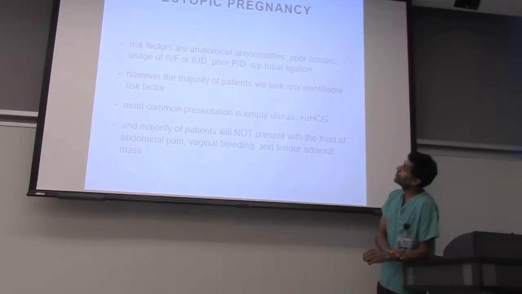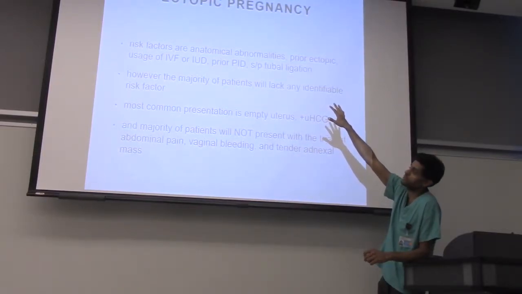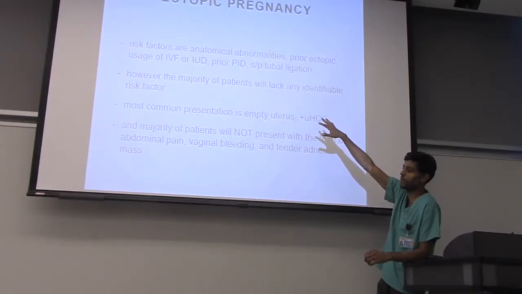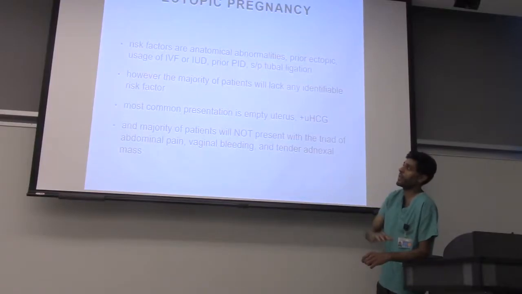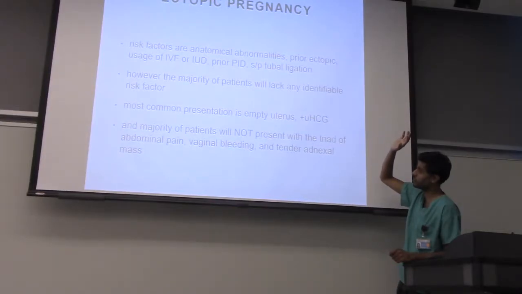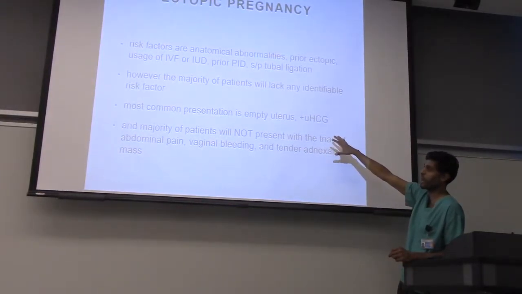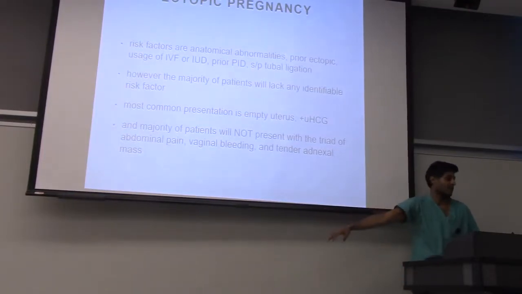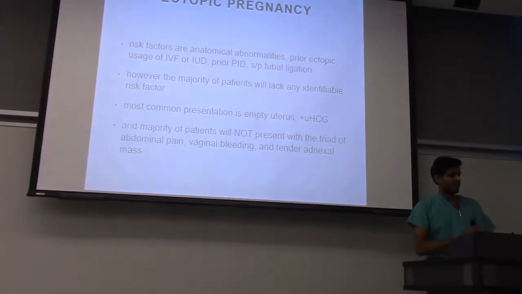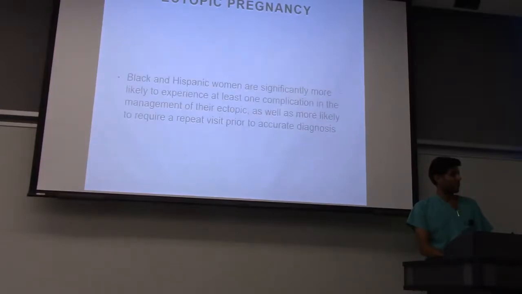Most of the patients will not have any of these risk factors. So identifying the risk factors is good, but the vast majority of the time they're just going to come in with a low beta, some vaginal bleeding, and an empty uterus, and that has to be enough for you to really chase down the diagnosis. Like I said, the most common presentation is an empty uterus and a positive urinary hCG, and the majority of patients will not present with the triad from med school of abdominal pain, vaginal bleeding, and a tender adnexal mass. Although it's important to elicit all those things and to do a pelvic exam, the vast majority of the time they're not going to have all of those symptoms, maybe just one of them.